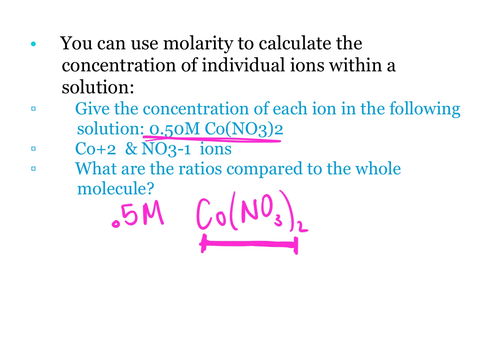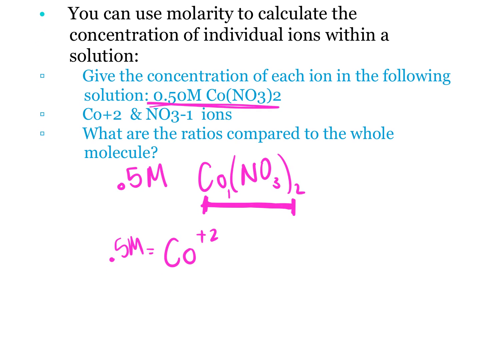So now everything else applies exactly the same. My concentration of individual cobalt ions, since it's a 1 ratio, is just equal to 0.5 molar. But what would the concentration of my nitrate ions be? Exactly, it would be 1.0 molar. It would be twice the concentration of my full thing.